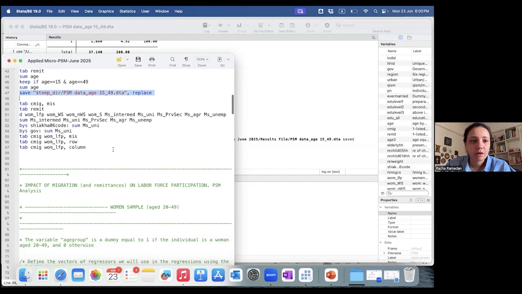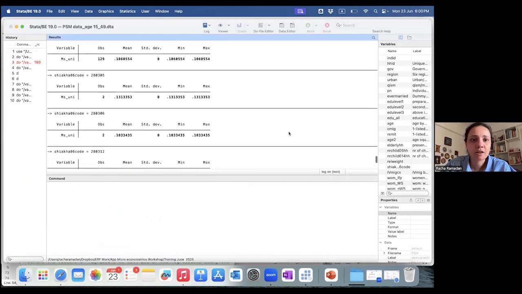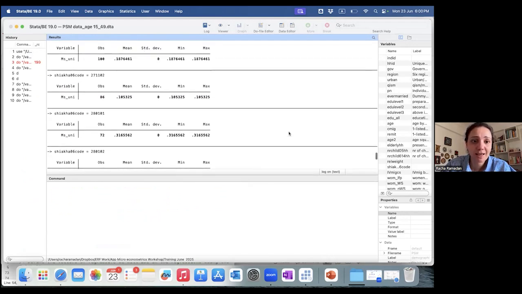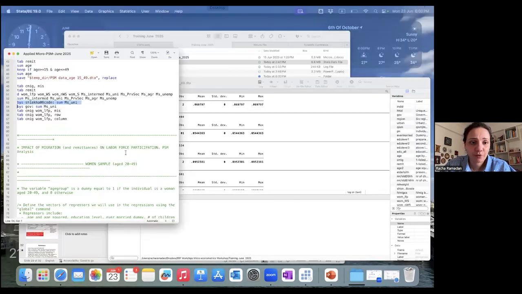All right. Here are some commands to show you the characteristics of the sample. For instance, here I am running, I wanted to see the university share of male university by Shiakha. So you have the different Shiakha codes and the share of university.